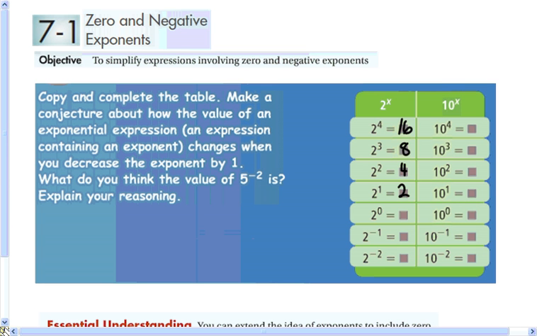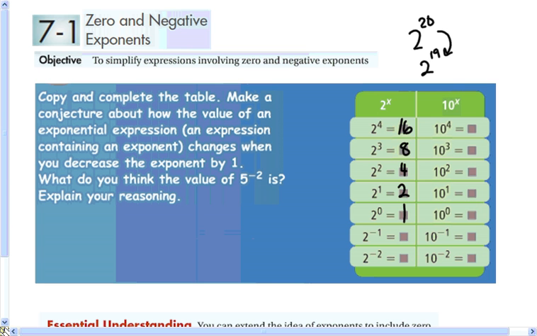So every time I subtract one power from the exponent, like if I go from 2 to the 20th to 2 to the 19th, I'm really just dividing by 2 to get from there to there. So if I subtract one from the exponent, that means dividing by the base that one time. So every time you subtract one from that exponent, that's a time you're dividing by that base. So 2 to the 0, if I keep dividing by 2, 2 divided by 2 is 1.